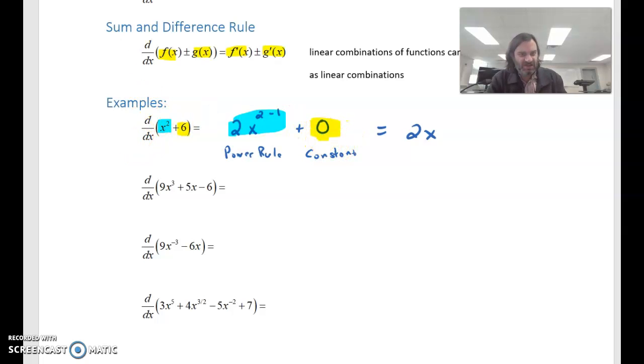Okay. The next one down here, we're going to take the derivative of 9x cubed plus 5x minus 6. With the 9x cubed, we're going to use the power rule. First of all, there's a 9 in front of it, so the 9 will stay there. That's the constant multiplier rule. And then the x cubed, the 3 will come out front, and the exponent will be reduced by 1. So right here, the 3x squared, that will be the power rule.